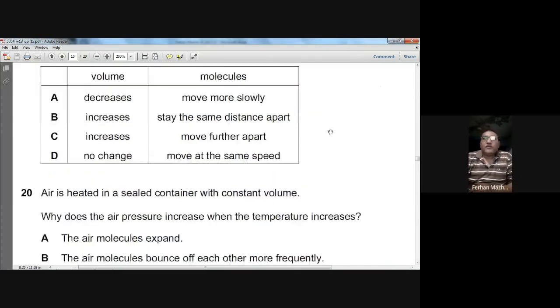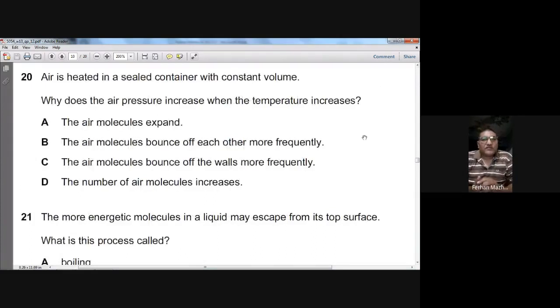Okay, dear students, we are moving to the next question. On your screen we have question number 20. Air is heated in a sealed container with constant volume. Why does the air pressure increase when the temperature increases? Now he's again talking about gas. But this time he has kept the volume constant. It means the volume cannot change. When the volume cannot change, the pressure and the temperature are directly proportional to each other.